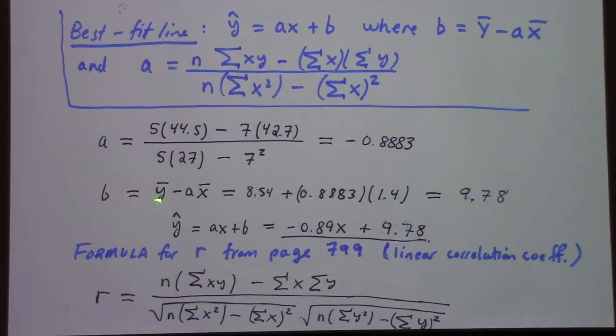Then b is given by y average minus a times x average. Y average was 8.54, and then minus a minus gives me a plus 0.883 times 1.4, which works out to about 9.78 for this problem. So my regression line formula is minus 0.89x plus 9.78, because the WebAssign said to round to the hundredths place, so I had to throw away a couple of the extra numbers up here, yeah?